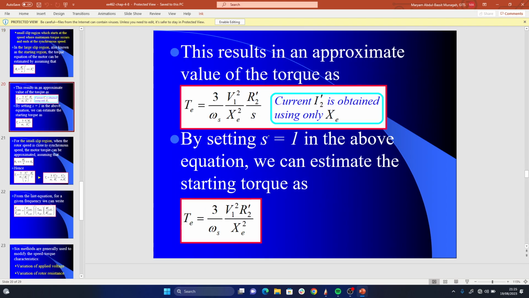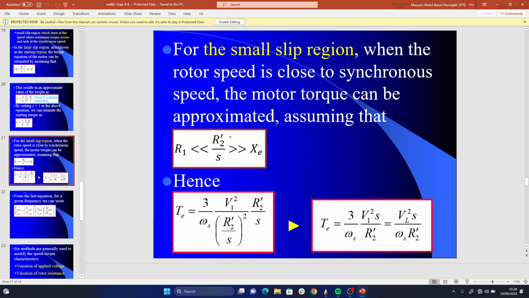Then at starting, you know that the slip is 1. So for the starting torque, the slip becomes 1, and I just replace the slip with 1 here. That's the large slip. Now, for the small slip approximation, the R1 and the X go away, so I'll just be left with the R2 prime over S in the equation.